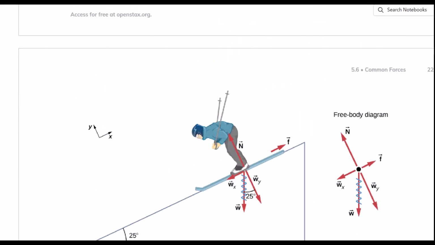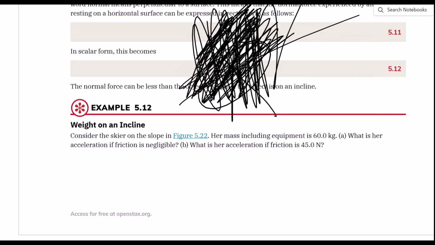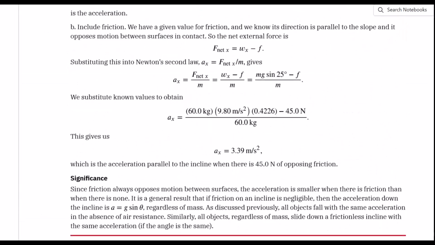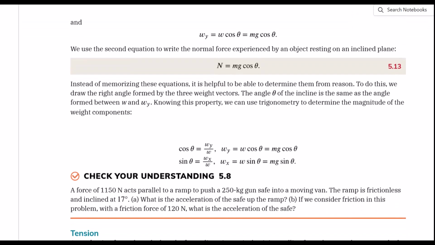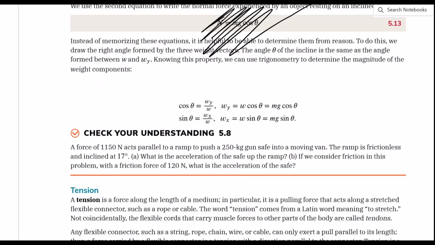Does it actually give us a problem? Oh, her mass is that, and friction is negligible. What is her mass, acceleration? Friction, okay, yeah, so that's fine. You can read through that and work through it. So there's the mg cosine theta, but again, we're not memorizing this. We're just going to do the math and figure it out.